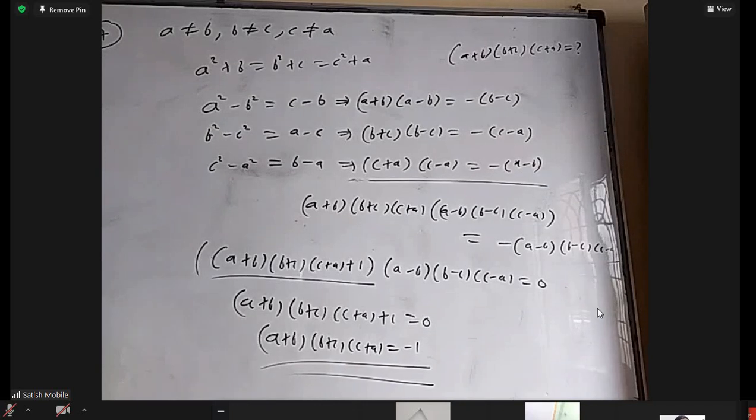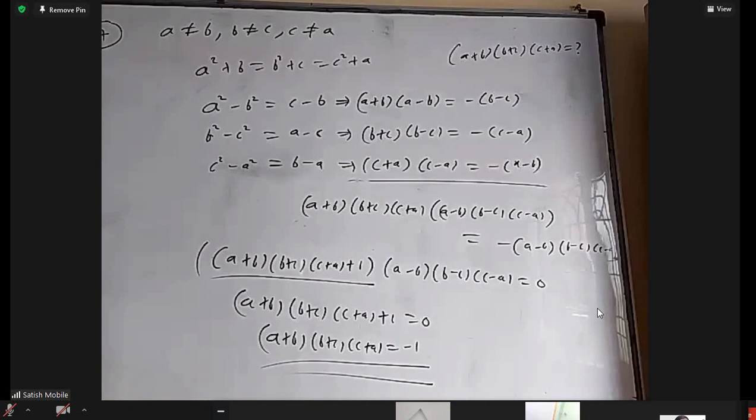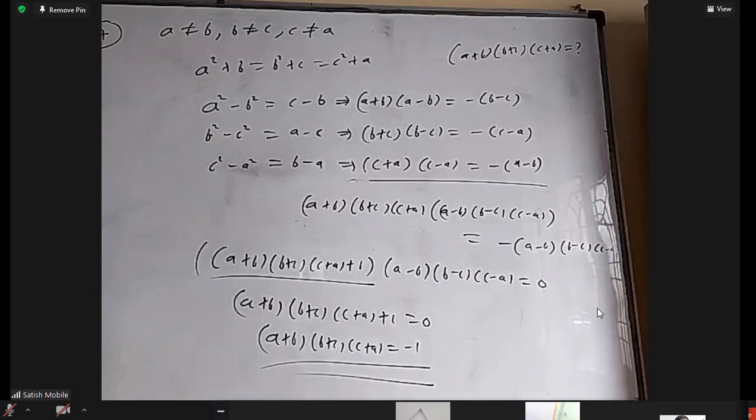Are you able to follow this one? Yes, sir. Okay. Just manipulating algebraic simplifications. We have this kind of.